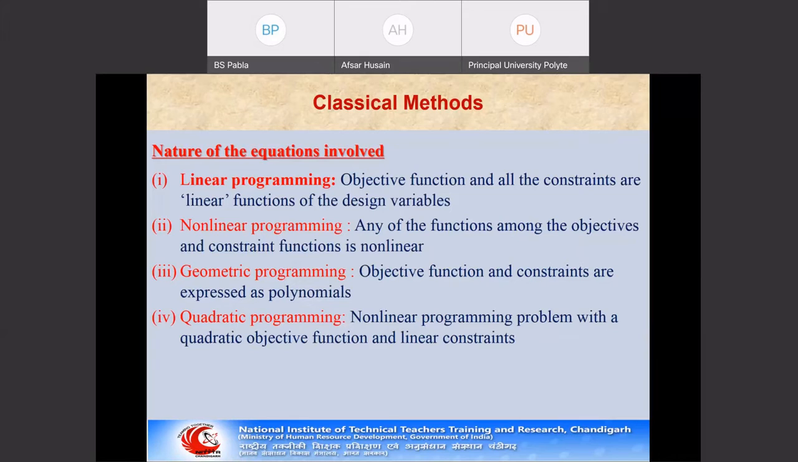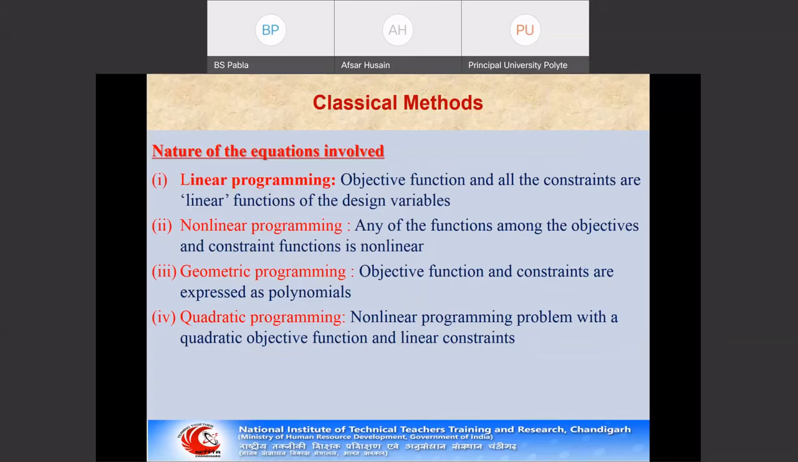It can be 5x2, 10x2, 20x2, 100x2, something like that. But neither in the objective function nor in the constraints is there any variable raised to a power more than 1. Even if you write x into y, x1 into x2, that also becomes raised to power 2. That also doesn't remain a linear optimization problem.